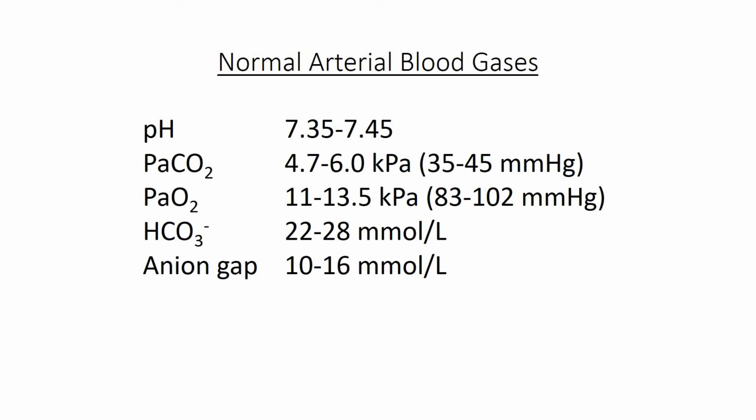So, what does a normal arterial blood gas look like? Well, the pH should range between 7.35 to 7.45. The pressure of carbon dioxide, arterial carbon dioxide, you measure this in millimeters of mercury. Here in Jordan, it's 35 to 45. The PO2 is between 83 or 85 to 100 millimeters of mercury. Bicarbonate is 22 to 28 millimoles per litre, and the anion gap is about 10 to 16 millimoles per litre.